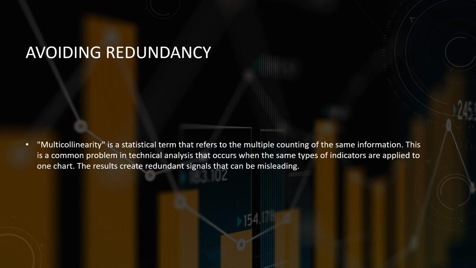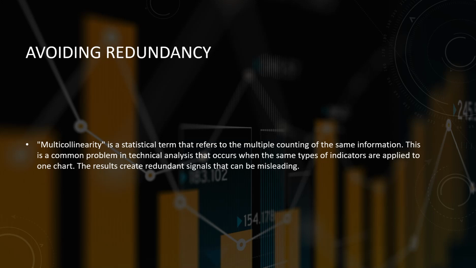Now, when we're using indicators, we want to avoid this great big statistical term, multicollinearity. It's a statistical term that refers to the multiple counting of the same information. This is a common problem in technical analysis that occurs when the same type of indicators are applied to one chart. Traders come to me all the time and tell me they're using RSI, stochastics, and MACD. And I look at them and say, why? They're all telling you the same thing.